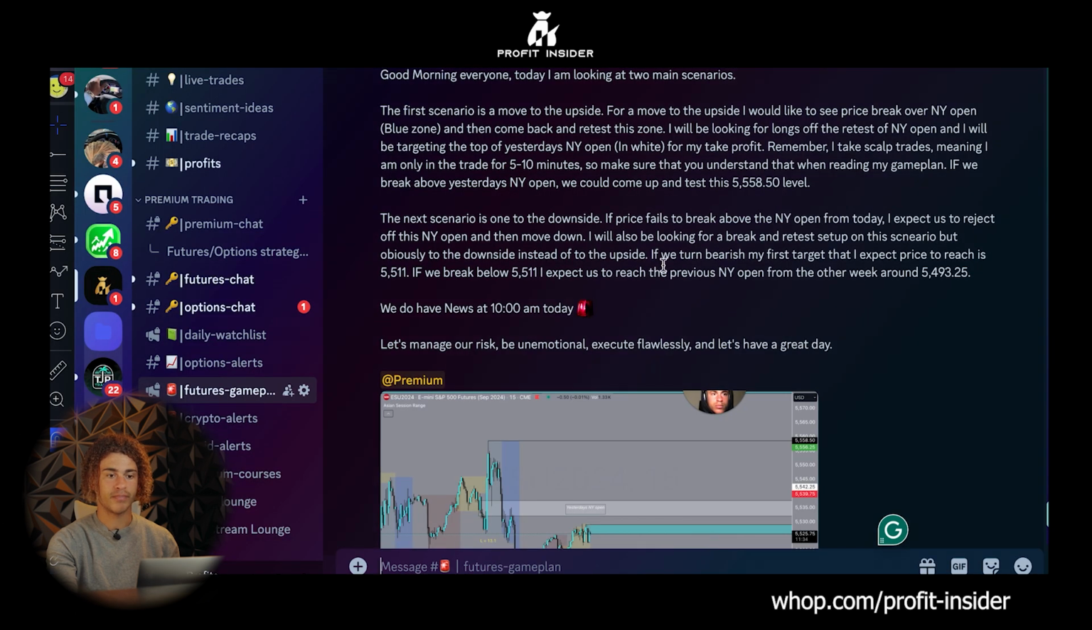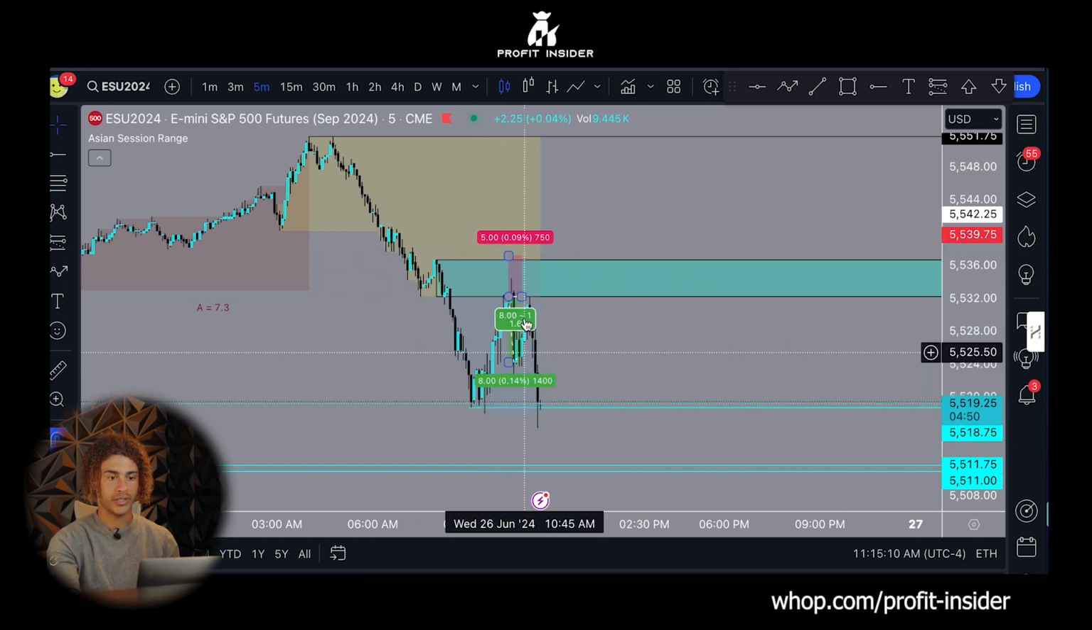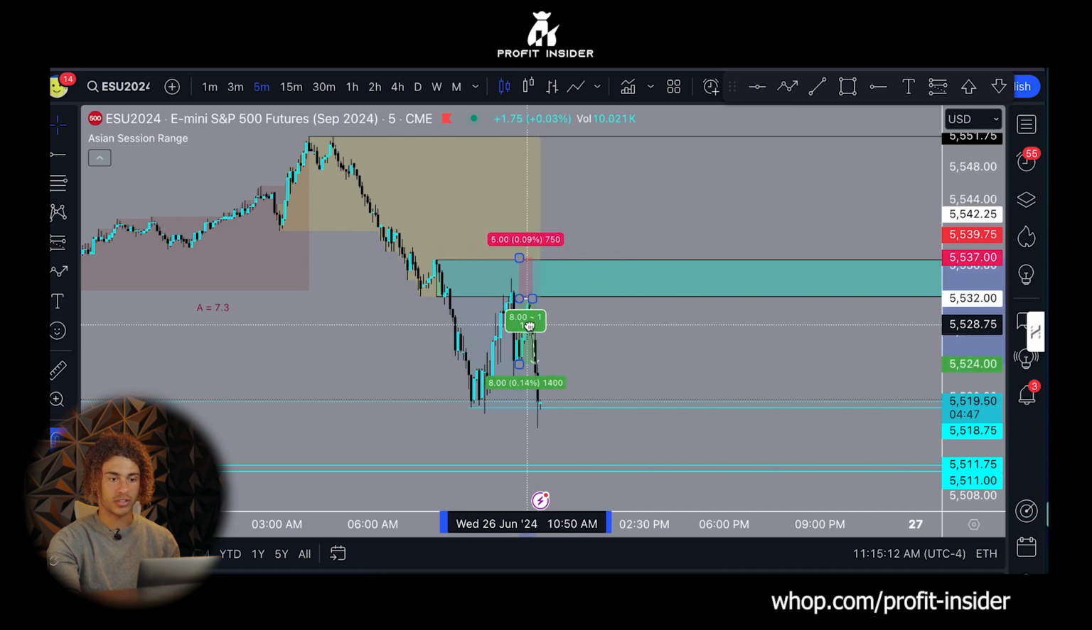But you can literally see right here, I was looking for a break and retest setup on this scenario, but obviously to the downside instead of to the upside. So I'm literally just saying that we're going to break and retest this level right here, which we did twice. We broke and retested right here, we break and retest again. This one was even more accurate. This was literally to the cent.